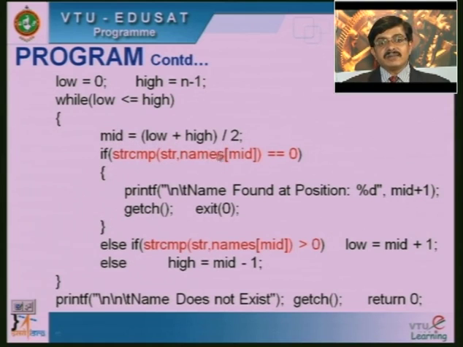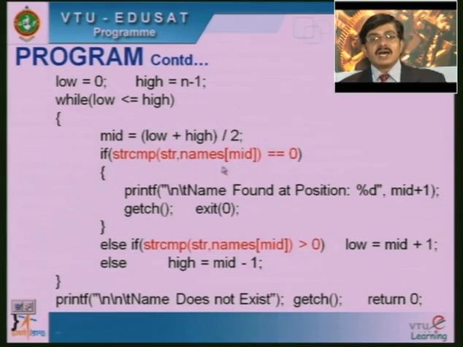So, this is exactly the middle name present in the list, and this is the key element which I am going to compare. We know that when you do the comparison, strcmp returns 0 if the strings are equal, it returns a negative value if the first string is less than the second string, and it returns a positive value if the first string is greater than the second string. If it is equal to 0, it means that both are same. So, what we print here is "name found at position %d", mid plus 1, getch, exit(0).